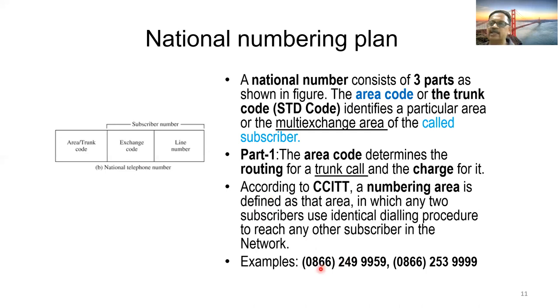If you see this example, you can better appreciate. One example is given here. My number is 249-9959. My friend's number is 253-9999. When I dial, I have to dial this number. There may be another subscriber dialing from, for example, the 256 exchange. Suppose he wants to speak with the same person, 253-9999. From that exchange also, they will be dialing 253-9999 only. So irrespective of the exchange within the multi-exchange area from where you are dialing, the same uniform numbering method is to be adopted.